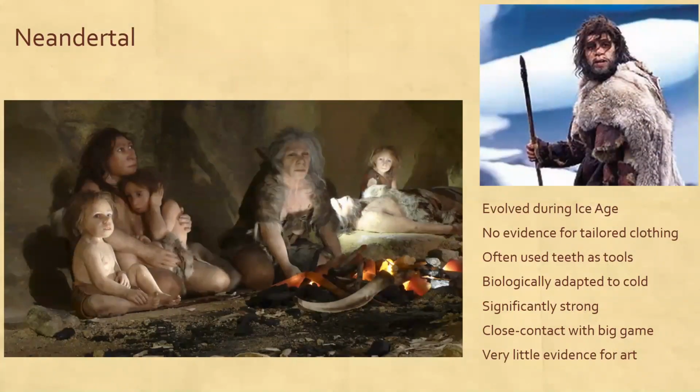So Neanderthals evolved during the Ice Age, so they are a cold-adapted species. They have shorter frames, very robust, broad, highly muscular, much stronger and more robust than we are as fully modern humans. They also had shorter leg and arm indices. So they are specifically evolved to exist in these cold environments.